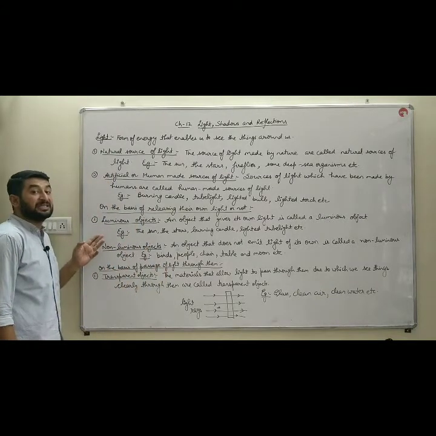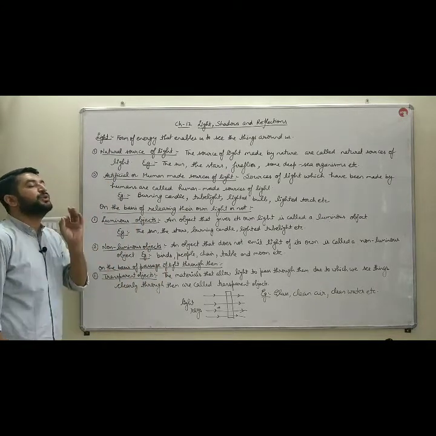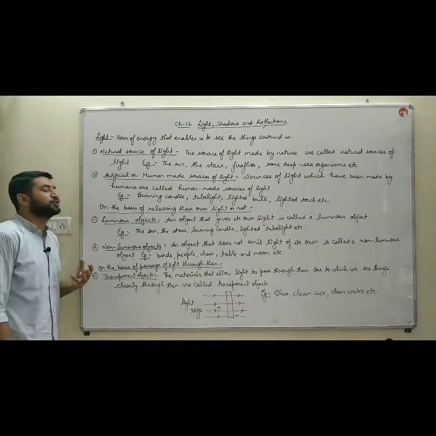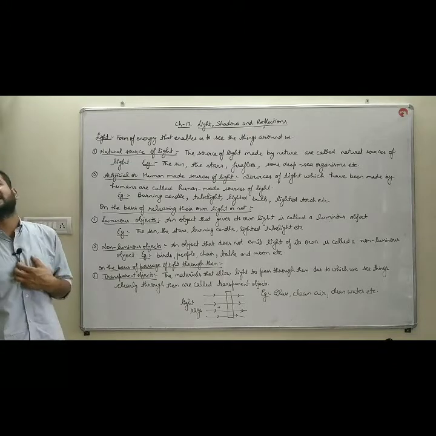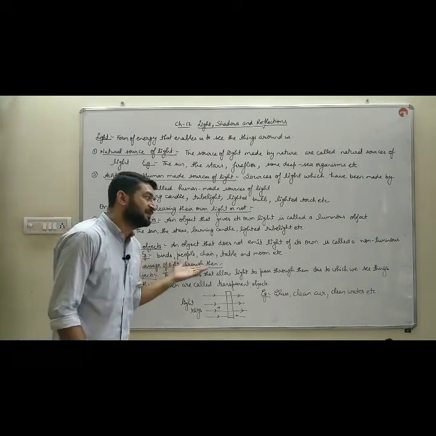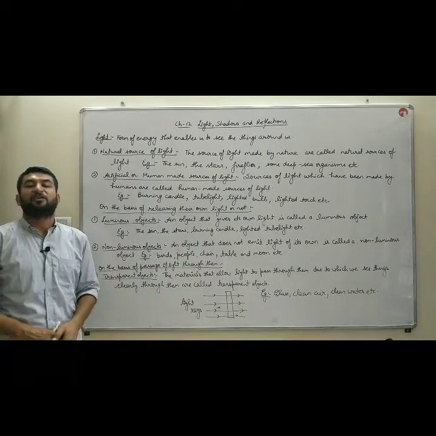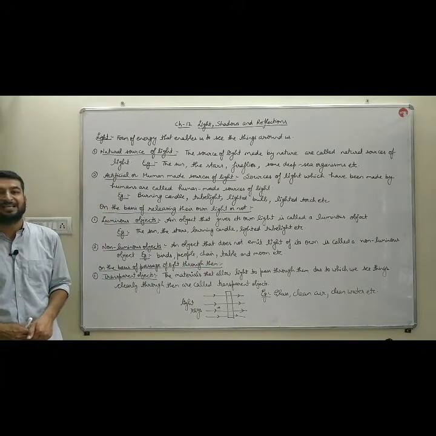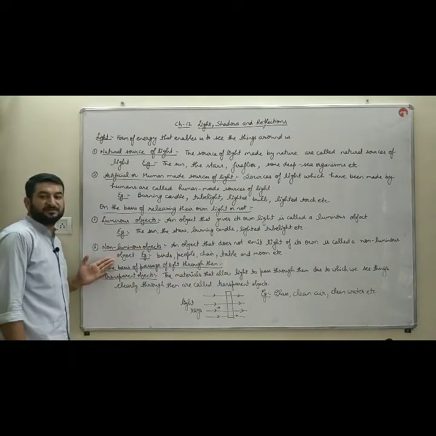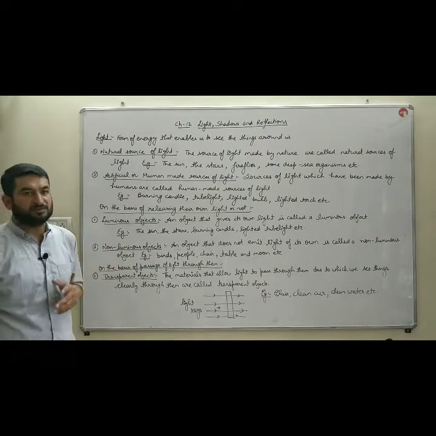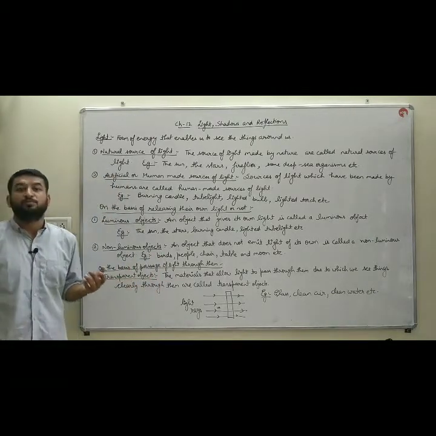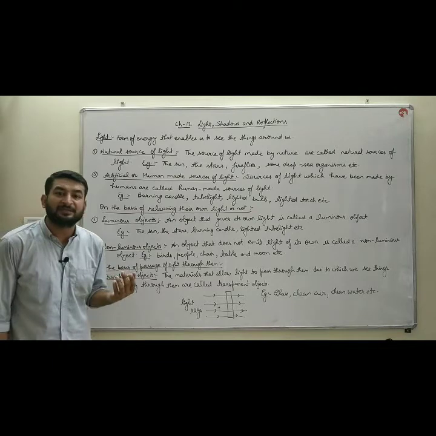The second one, the opposite of it, is non-luminous objects. The objects which do not emit their own light, which do not release their own light, are known as non-luminous objects. Example, the animals, the people, the birds, chair, table, moon, they do not have their own light.